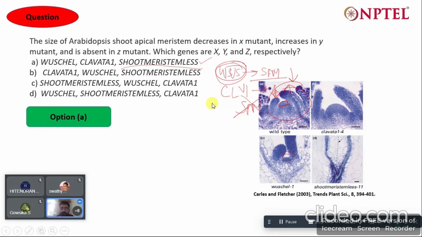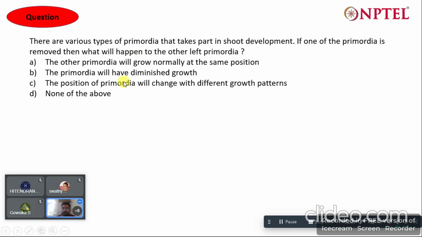Yes, VOX2 is involved in this pathway. So any more doubts in this question? No, sir. Okay, then we'll move on to the next question.